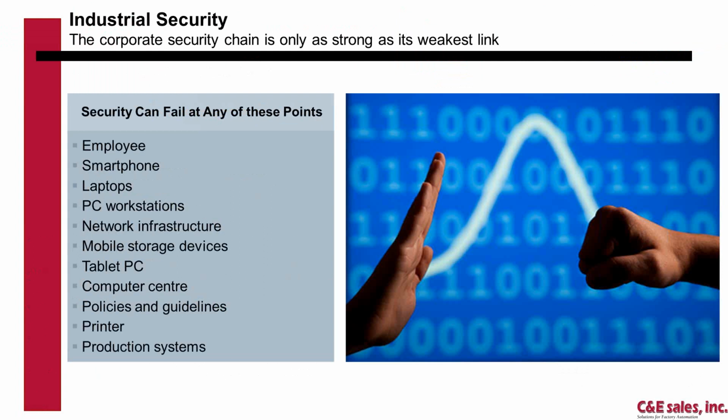Where do we fail? Well, that first one is probably the biggest, the employee, and that is just a lack of control over how we authenticate and get to our systems. Passwords, usernames, simple things like that. But any of these points can fail. Your PC workstations, smartphone access, laptops, all of those things. Policies and guidelines, that's an area where we're just going to reference it today, but that's an area that throughout the industry we really have to grow.